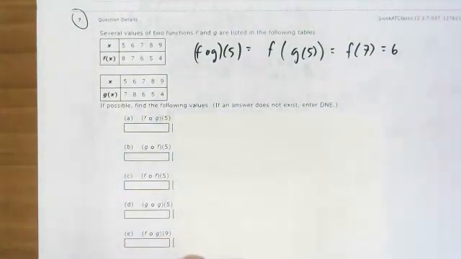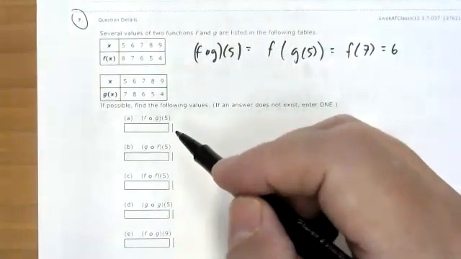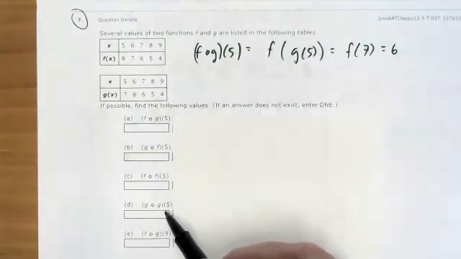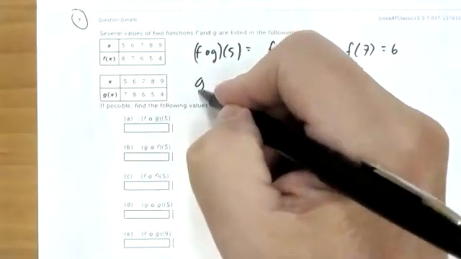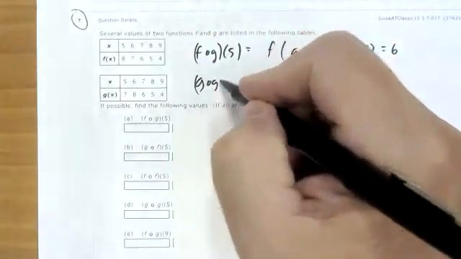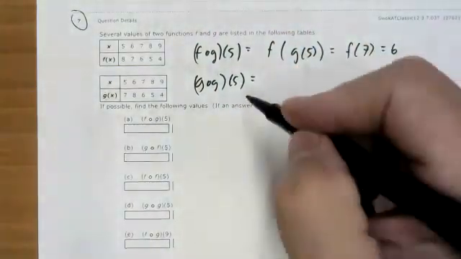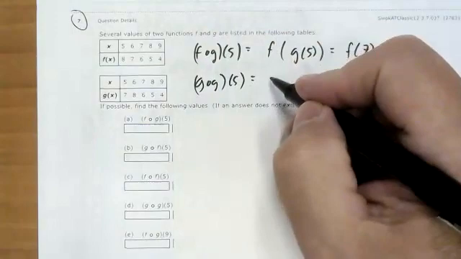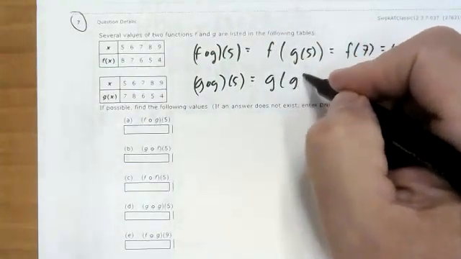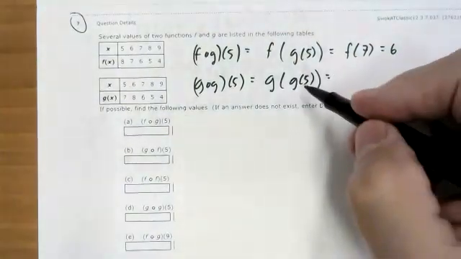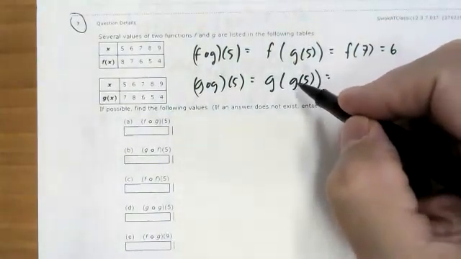Not too hard, right? Let's just do one more. How about, just for fun, let's do g composite g of 5. So if I rewrite my composite function, this means g of g of 5. So let's go inside first. What is g of 5?